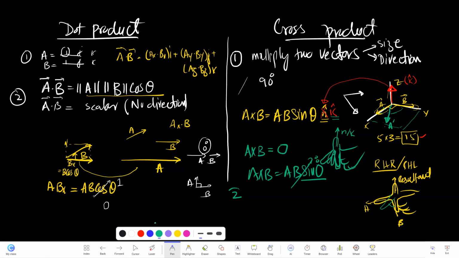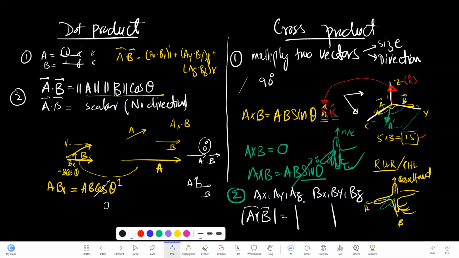The second type of calculation is when A is given in this form and B is given in this form. If you have two vectors in unit vector form and you want to do A cross B, you may use the determinant rule with i, j, k. You apply Ax, Ay, Az, Bx, By, Bz. You multiply them, and you get the answer. We already did a lot of practice on those, so please go and take a look.